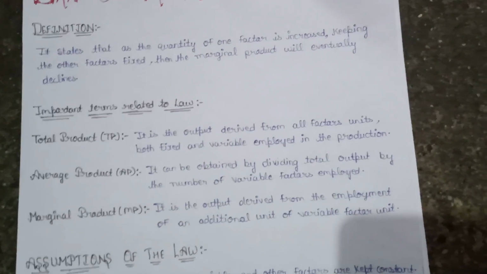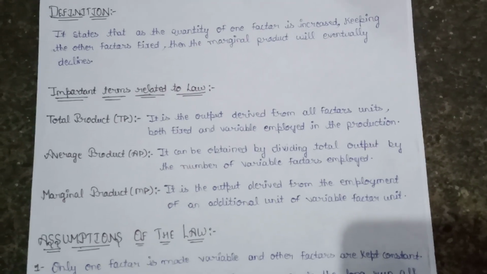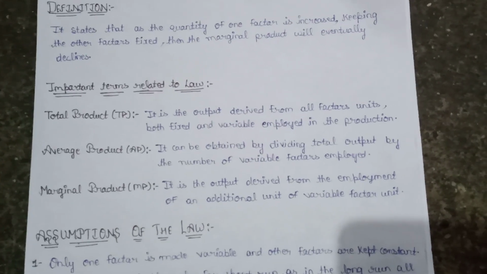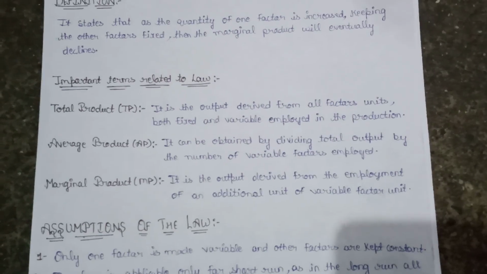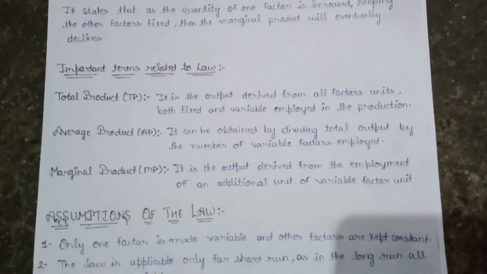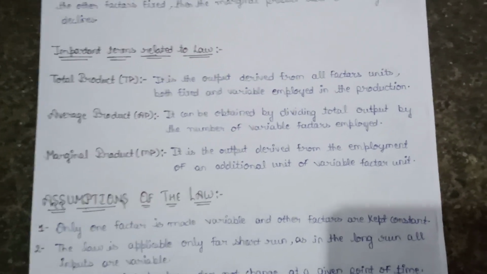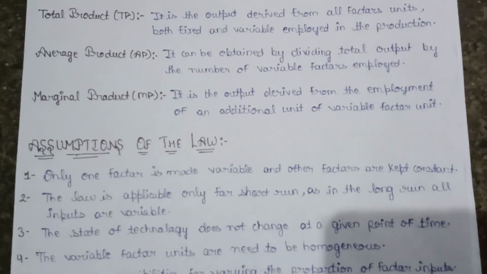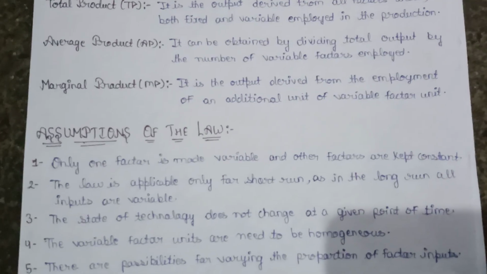Now learn about important terms related to the law. Total product. It is the output derived from all factor inputs, both fixed and variable, employed in the production. Average product. It can be obtained by dividing the total output by the number of variable units employed. Marginal product. It is the output derived from the employment of an additional unit of a variable factor.